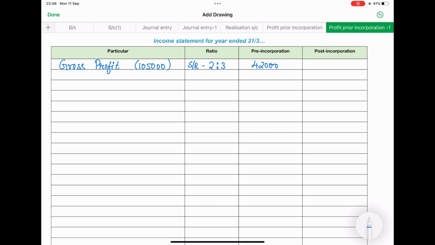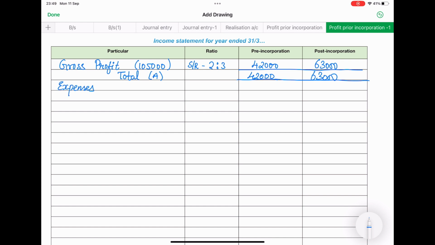Next, 1,05,000 into 3 by 5 will be 63,000. So this will be considered as total revenue, or total A also we can consider. So total A will be 42,000 for pre-incorporation, and for post-incorporation 63,000. We have to mention it. Got it? So we are going to start with gross profit. Always we are going to start with gross profit.